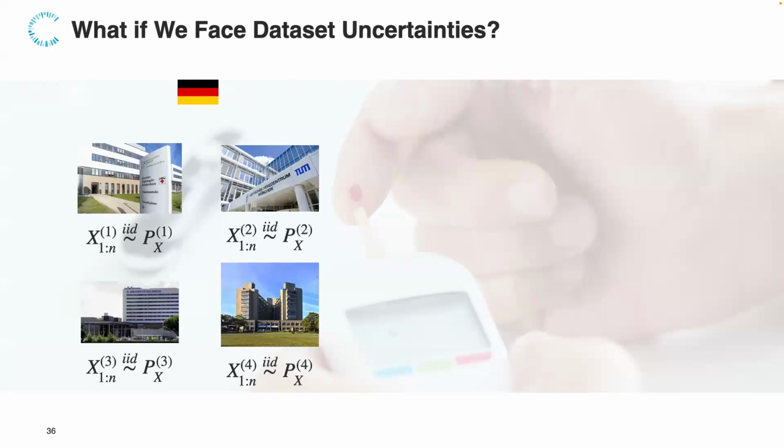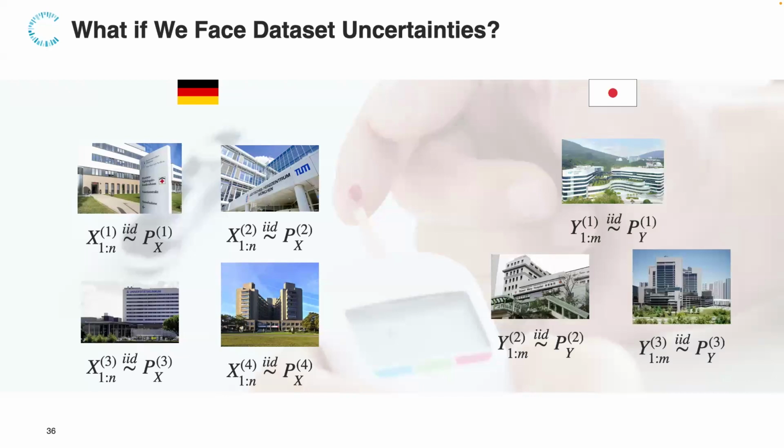But what if we now face dataset uncertainty? Going back to our proxy example, instead of collecting data from the whole of Germany, I collect data from hospitals, 4 of them here, and then I collect some data from hospitals in Japan, 3 of them. Now I'm willing to assume each of the observations from a hospital are IID with respect to that hospital, but I think it's too strong to assume that on the left-hand side they all share the same distribution. So what can I do in this case?